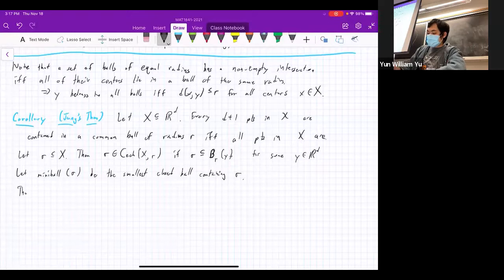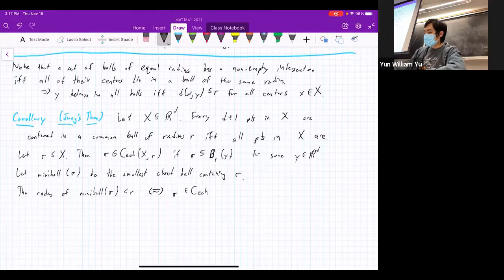And the radius of the mini ball of sigma, if this radius is less than R, then that implies that sigma is in the Cech complex. Right? Because if the smallest ball containing it has a radius that's bigger than R, then you don't have a ball of radius R that contains all those points.